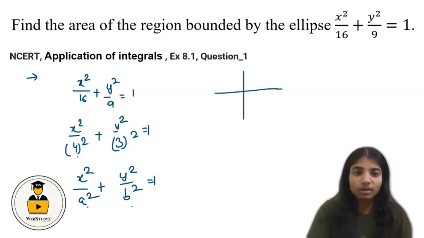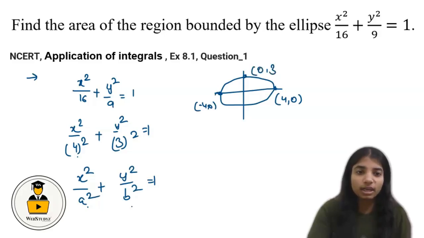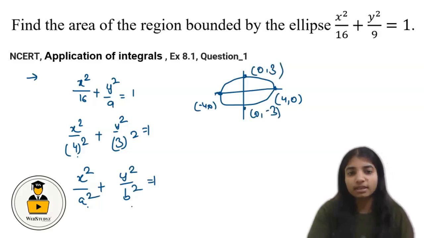So we can draw our ellipse. Let's say this is our ellipse. X-intercept is 4, which means one is plus 4 and the other one is minus 4. So the coordinates of x are (4, 0) and (-4, 0), and that of y become (0, 3) and (0, -3).